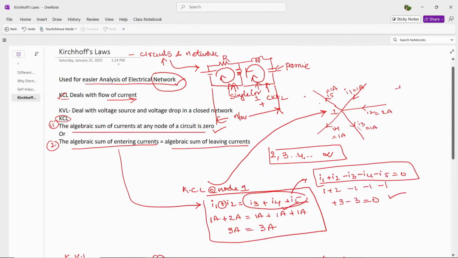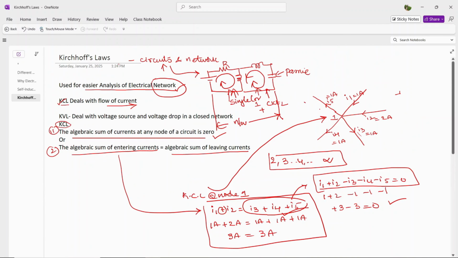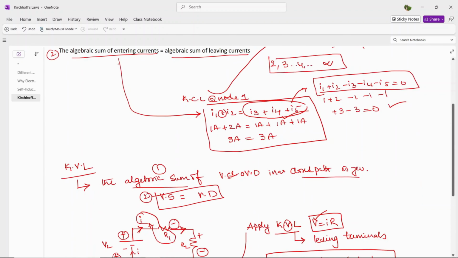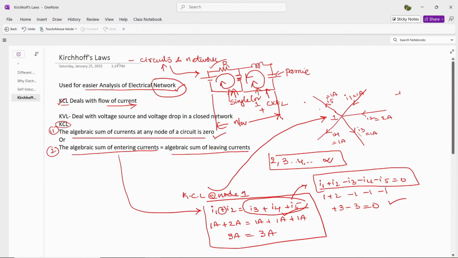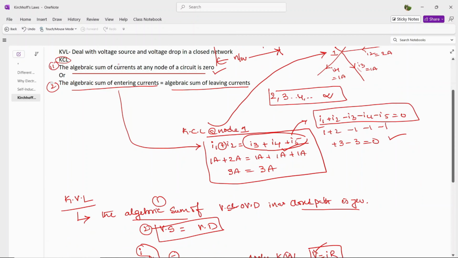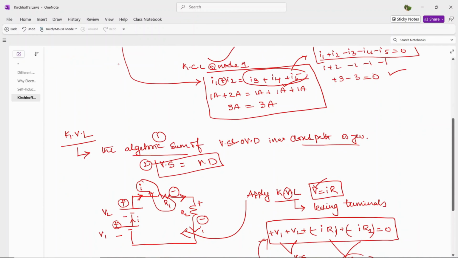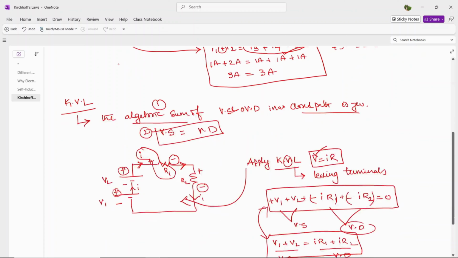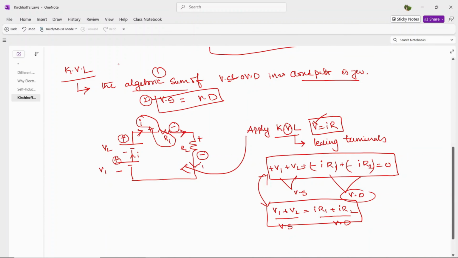So hope you understood the basics of Kirchhoff's laws. First, an electric circuit; more than one electric circuit is called a network. These laws are used for easier analysis of such complicated networks. KCL deals with the flow of currents. KVL deals with the voltage across a resistor. The algebraic sum of entering currents is equal to the algebraic sum of leaving currents is the definition of KCL. Similarly, the algebraic sum of voltage sources and voltage drops in a closed path is equal to 0 is the definition of Kirchhoff's voltage law. We will proceed with the next two problems of different methods in KCL and KVL.